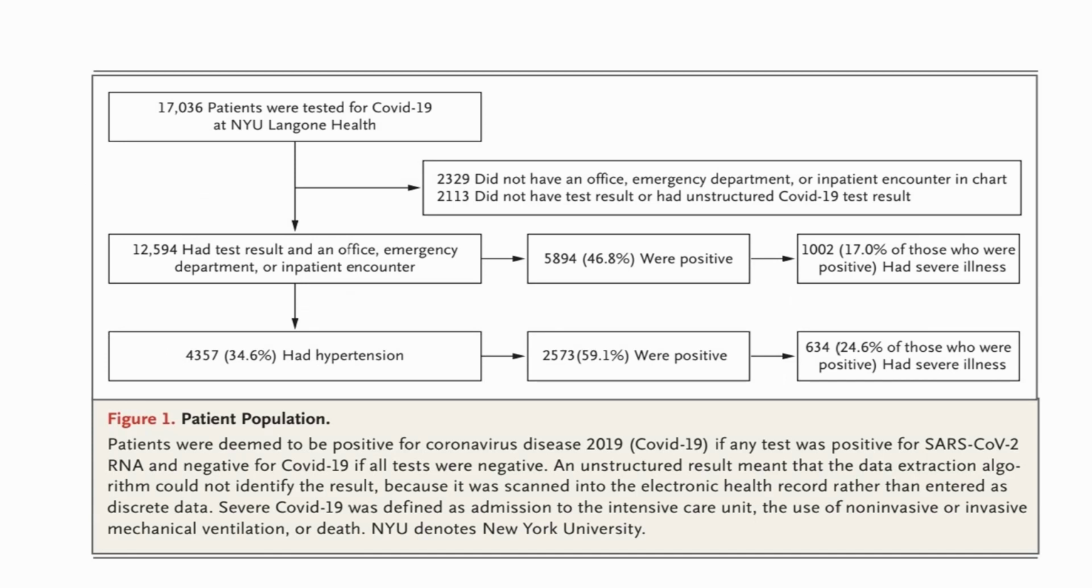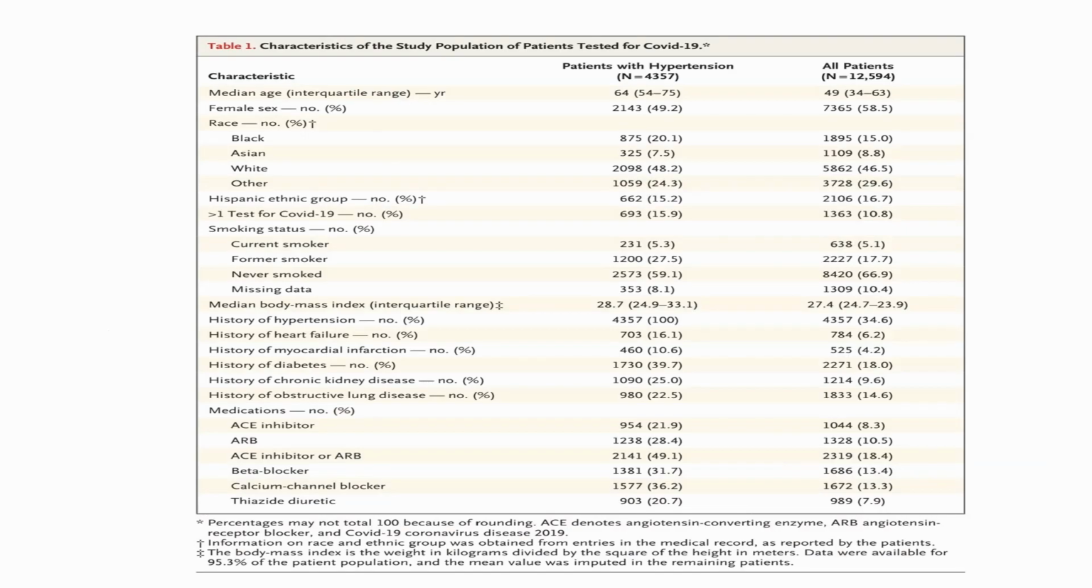And also from the total tested patients, 4,357 had hypertension, 2,573 were positive of them, and 634 patients had ICU admissions. So again, the patients were divided on the basis of age, sex, smoking history, other comorbidities like heart failure, myocardial infarction, then depending on the medication also.